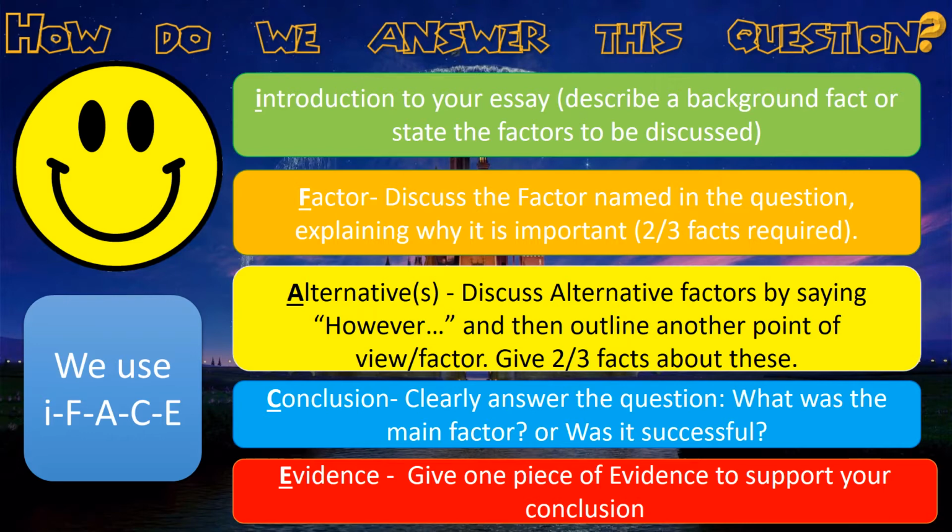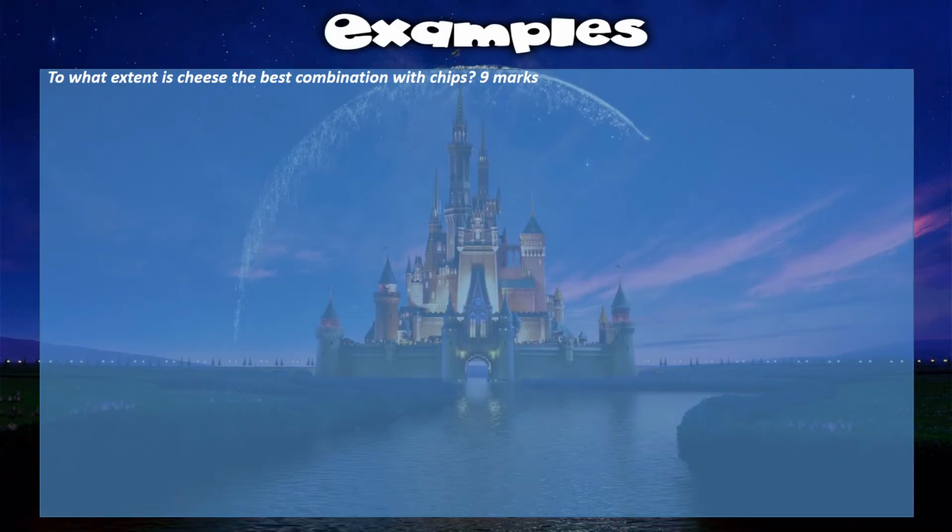The A stands for alternatives, so you discuss alternative factors by saying however, and then give another point of view or factor, and again you're aiming to have 2 or 3 facts for each of these. The C stands for conclusion, so you clearly answer the question: what was the main factor, or was it successful? And then the E stands for evidence, so you give 1 piece of evidence to support your conclusion, so that gets you your final mark there. So the mnemonic I FACE is what we are aiming to use.